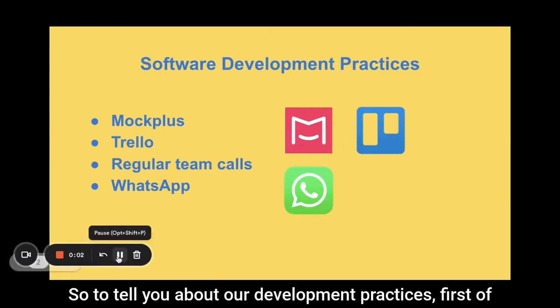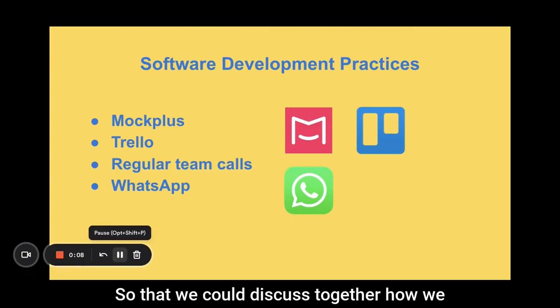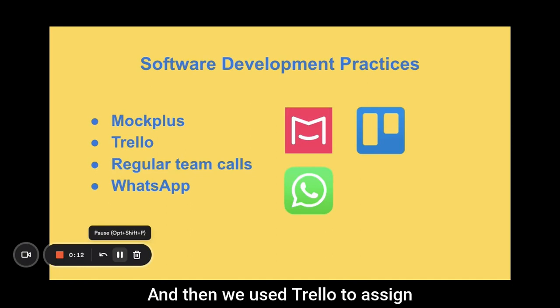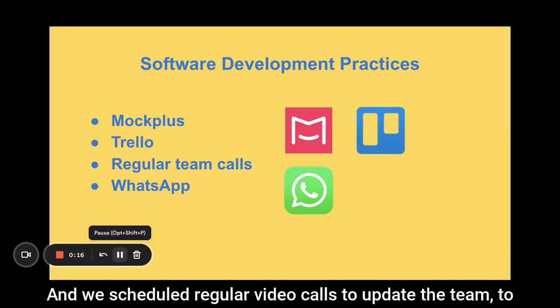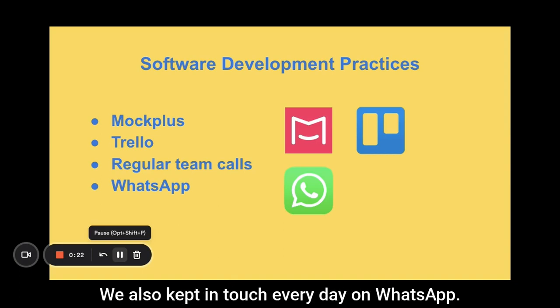So to tell you about our development practices, first of all, we built a basic mock-up of the app using Mock+, so that we could discuss together how we wanted the app to look and function and what kind of components we'd need to create. And then we used Trello to assign and keep track of different tasks, and we scheduled regular video calls to update the team, to do some mob programming and share any issues that we had. We also kept in touch every day on WhatsApp.